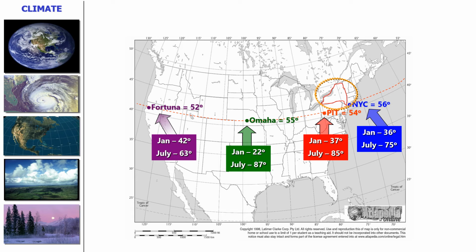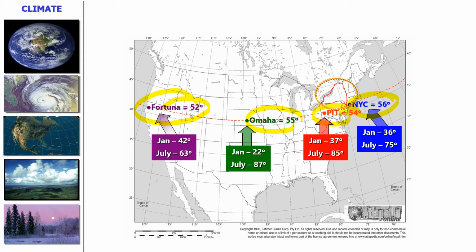So here is a map of the United States showing this, and I'm showing everything right along 42 degrees north. So I have Fortuna in California, Omaha, Nebraska, Pittsburgh in Pennsylvania, and New York City. And what I have here is the average temperature. So Fortuna is an average temperature of 52 degrees. Omaha, 55 degrees, Pittsburgh, 54 degrees, New York City, 56 degrees. So they are all kind of around the same. Fortuna is a little colder, and we're going to talk about why.